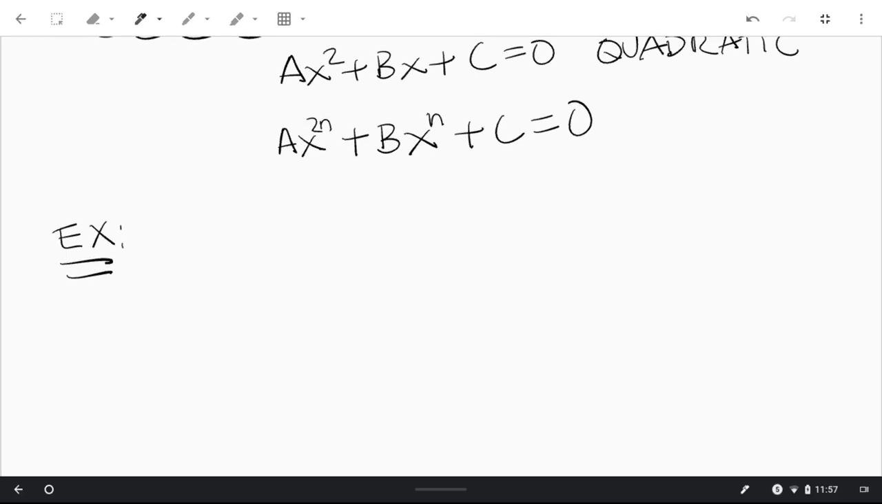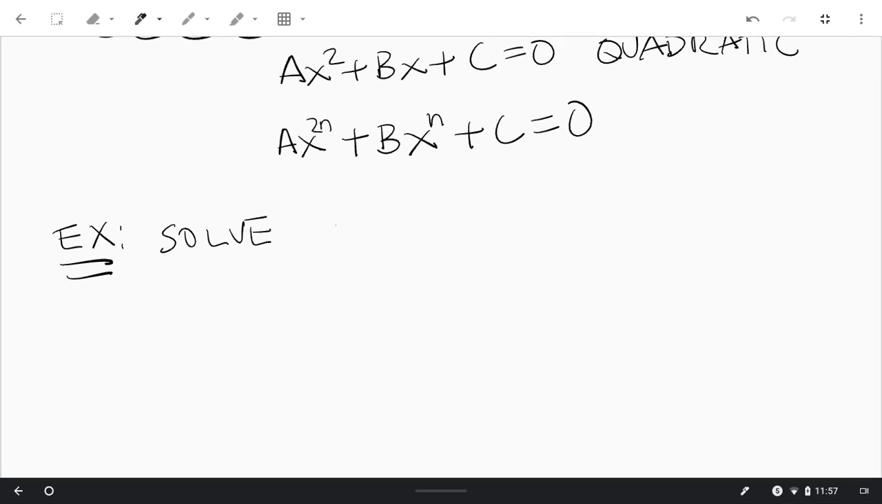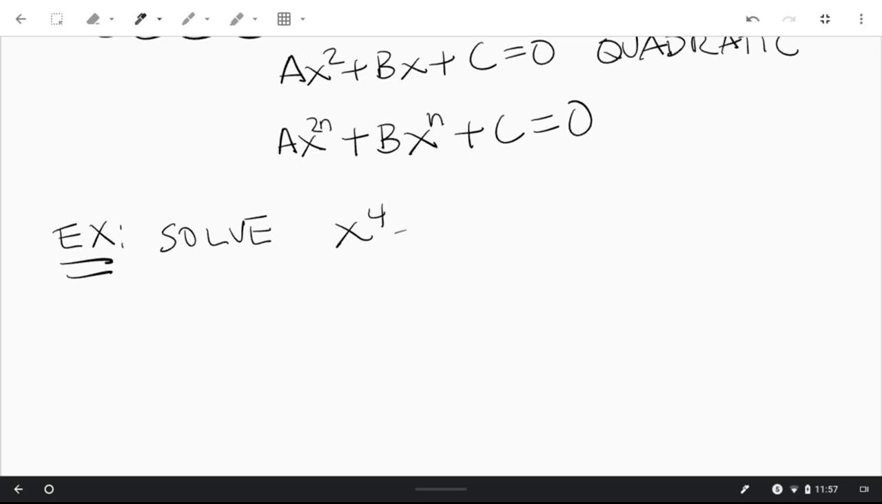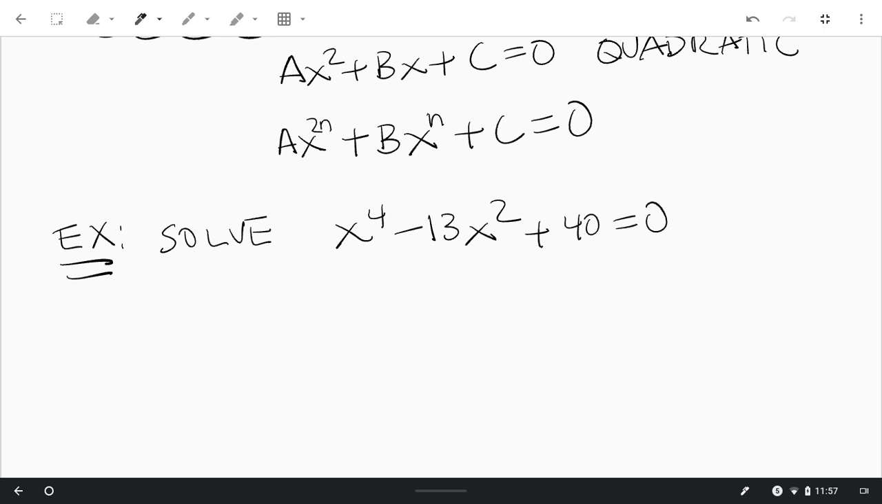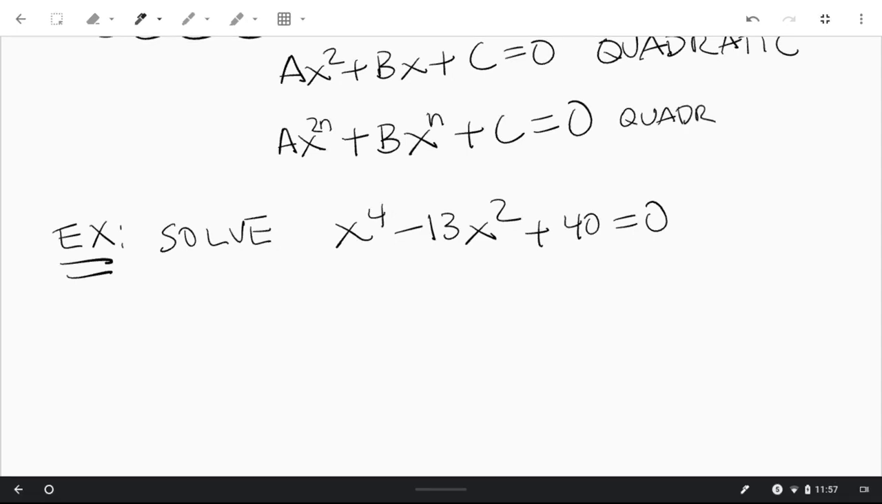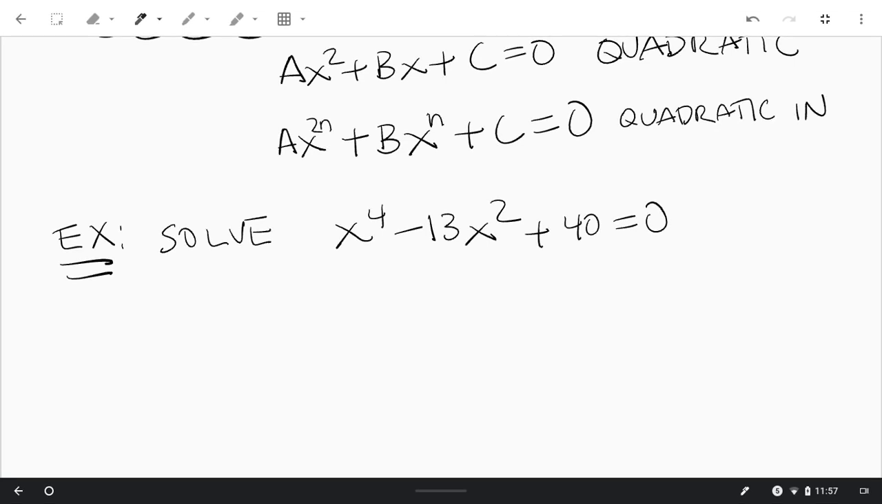Okay, so let's solve this one. x to the 4th minus 13x squared plus 40 equals 0. Okay, so when we look at this, this is not a degree 2, it's a degree 4. So this is not quadratic. However, this is quadratic in form. So that's what I'm talking about for this one up here. It's not quadratic, it's quadratic in its structure. So we say it's quadratic in form.